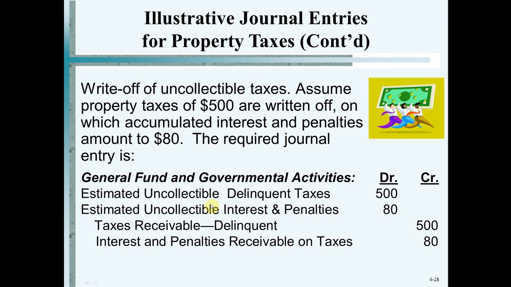So to write off uncollectible taxes, assume property taxes of $500 are written off on which accumulated interest and penalties amount to $80. The required journal entry is as follows. Estimated uncollectible delinquent taxes, we're going to debit for $500. Estimated uncollectible interest and penalties, we debit for $80. And then taxes receivable, we have to reduce $500. Remember, because we're replacing it with this estimated uncollectible account. And interest and penalties receivable on taxes, we're going to credit for $80 because we're replacing it with the estimated uncollectible interest and penalties account.